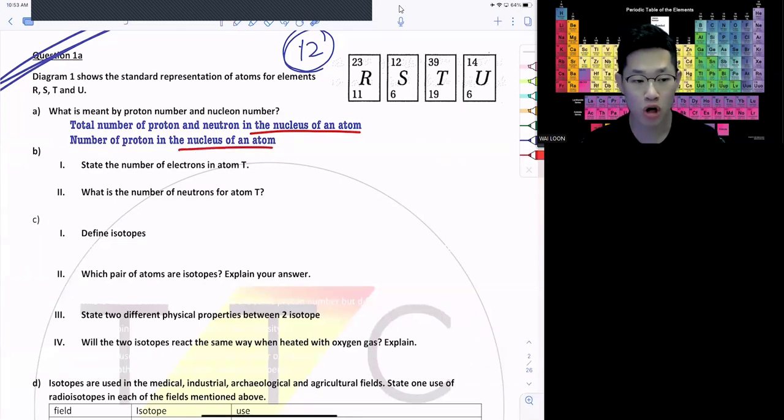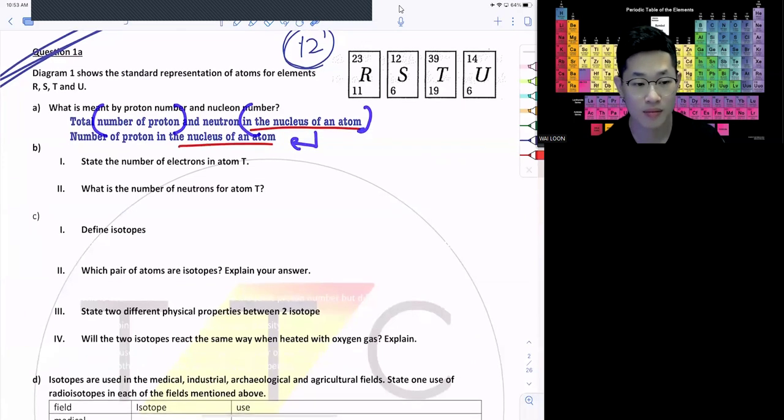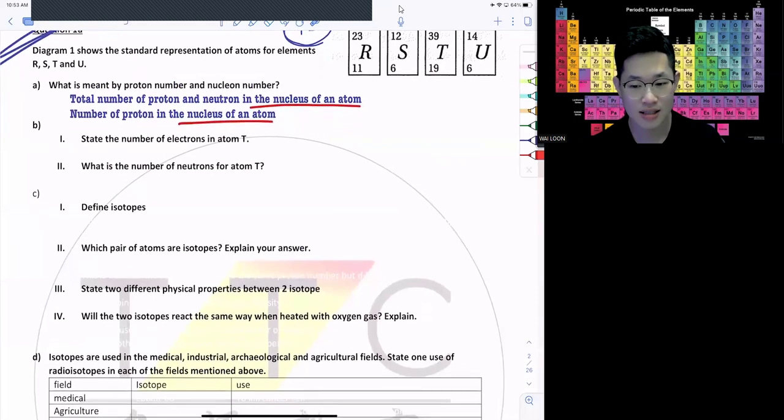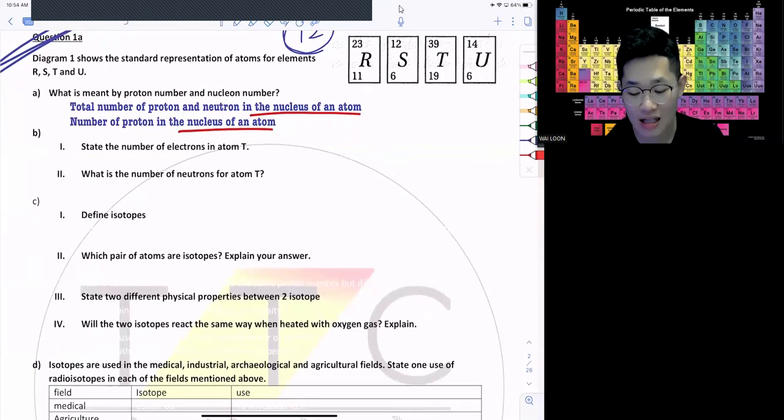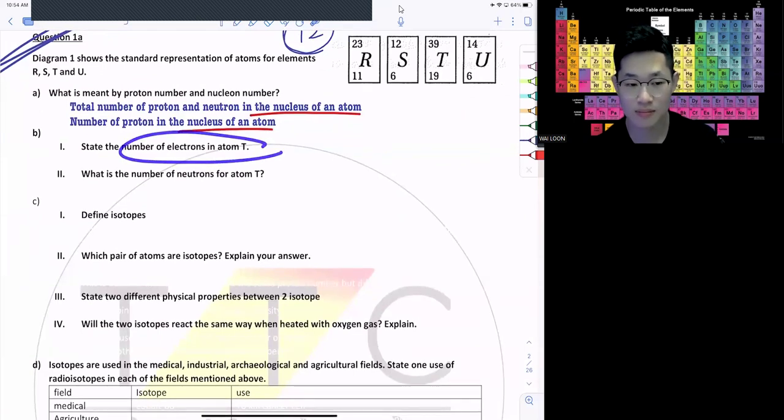So basically for proton, we just write the number of protons in the nucleus of an atom. You see, the answer is the same. Okay, then, guys, state the number of electrons in the atom T. There are how many electrons in the atom T? Be careful, okay. Atom T.